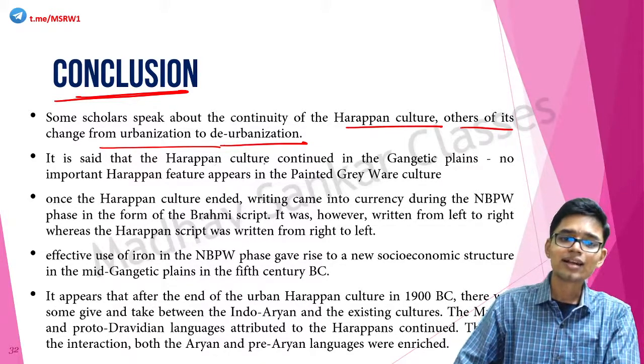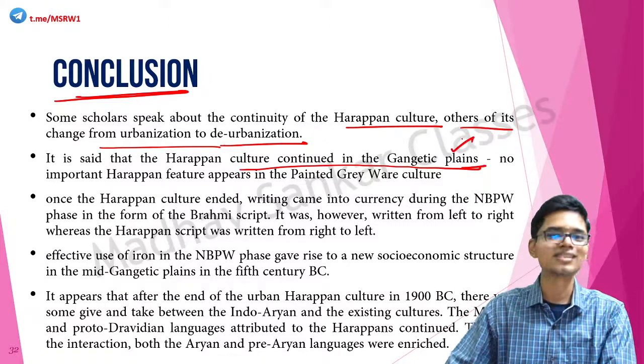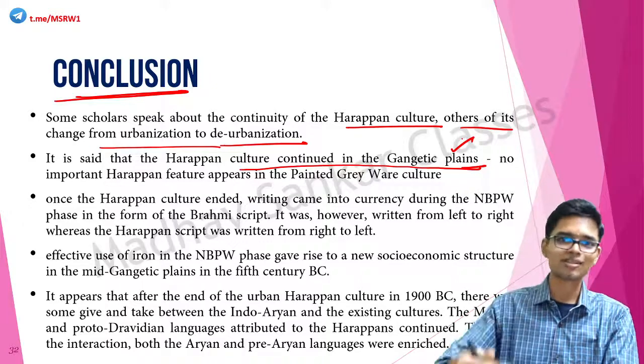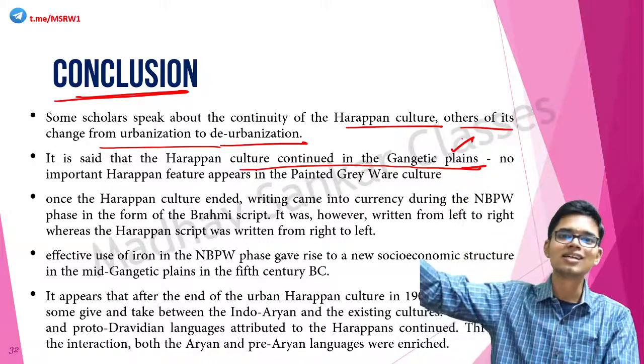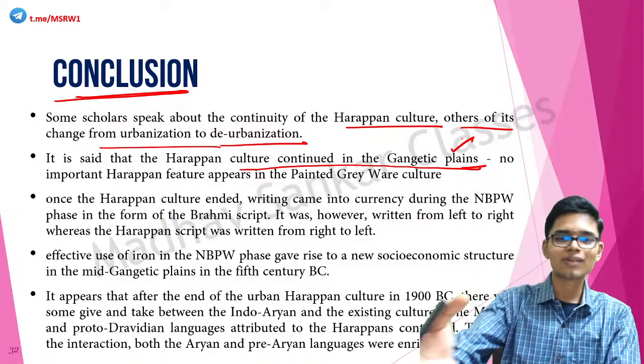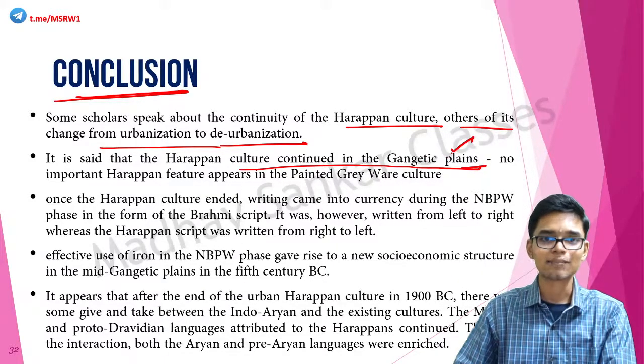It is said that Harappan culture continued in the Gangetic Plains. This is one of the bases of the ending of the movie Mohenjo-daro. As I already told you, Hrithik Roshan moves towards the east and finally reaches the river Ganga. So this is one argument that gives a basis for that ending of the movie. Harappan culture continued in the Gangetic Plains.